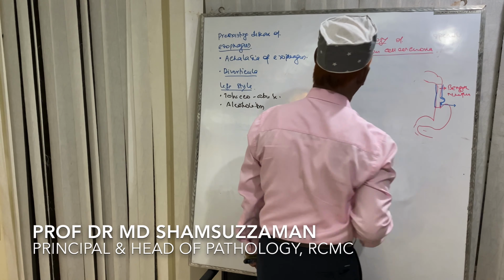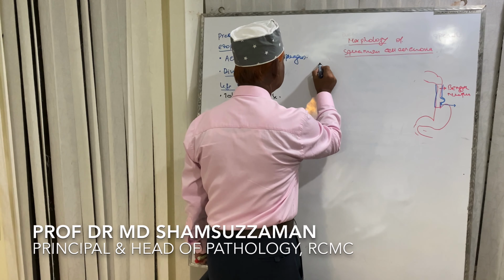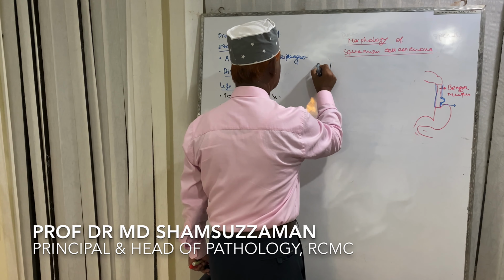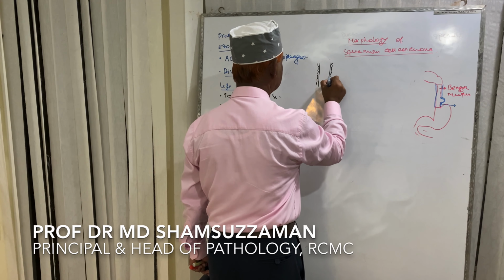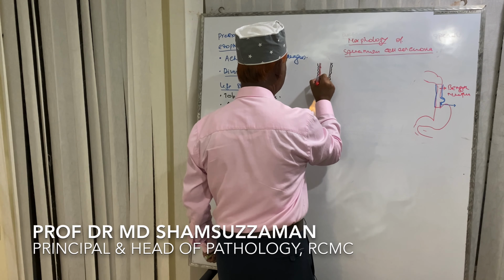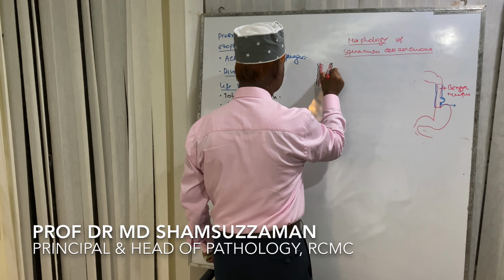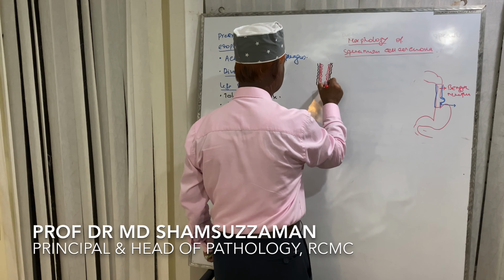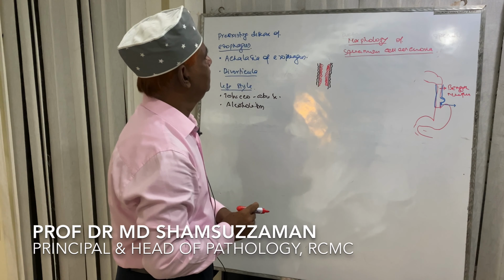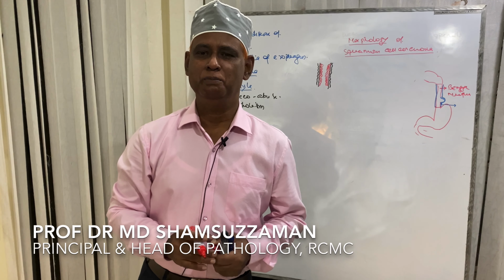Morphology of esophageal squamous cell carcinoma. Suppose this is the esophagus, this is the wall of the esophagus, and this is the lining epithelium of the esophagus, like this. If there is esophageal squamous cell carcinoma, what may be the morphology?